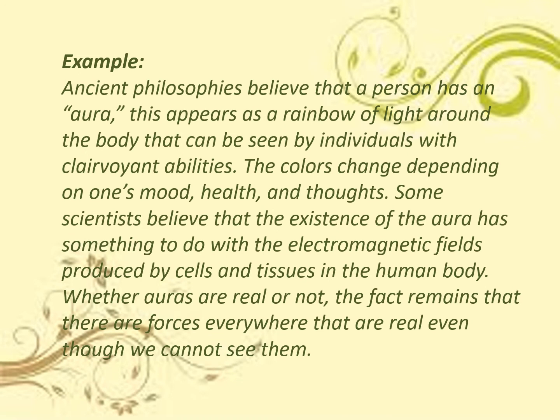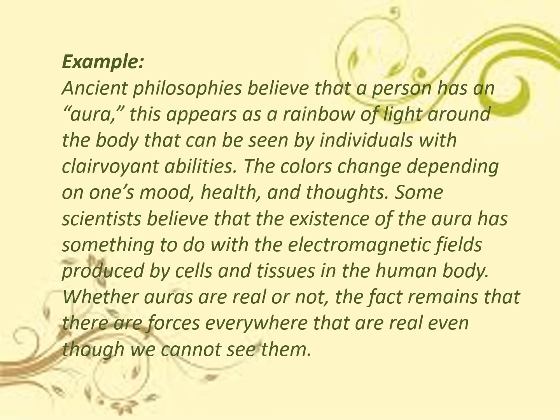Example: Ancient philosophies believe that a person has an aura. This appears as a rainbow flag around the body that can be seen by individuals with clairvoyant abilities. The color changes depending on one's mood, health, and thoughts. Some scientists believe that the existence of the aura has something to do with the electromagnetic fields produced by cells and tissues in the human body.